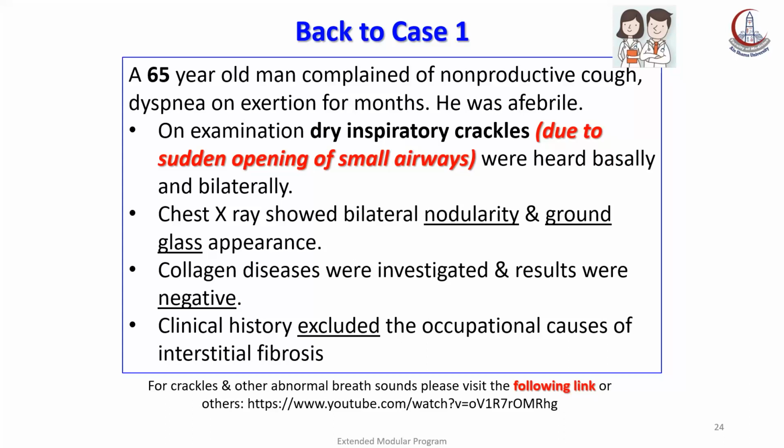A 65-year-old male complaining of non-productive cough, dyspnea on exertion for months. He was afebrile. On examination, dry inspiratory crackles due to sudden opening of the small rigid airways by the hard or intense effort to inspirate. These crackles are heard basally and bilaterally. On chest X-ray, bilateral nodularity and ground glass appearance detected. We excluded collagen vascular disease and history of occupational diseases.